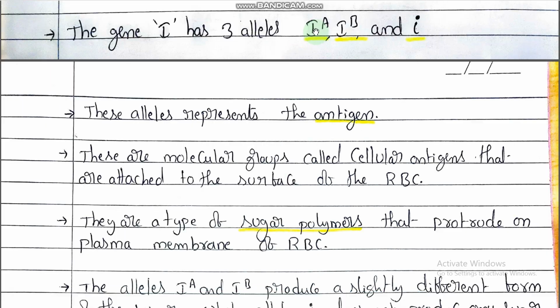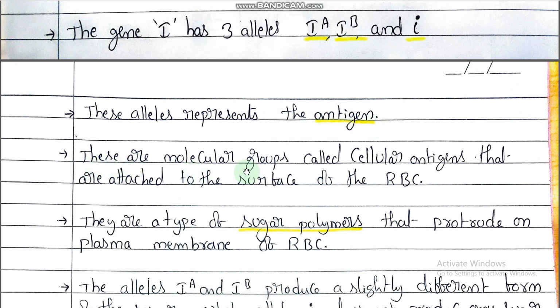Right here, IA represents A antigen, IB represents B antigen, both together represent AB antigen, and only small i means without antigen. Without antigen means which group? O group, right. These alleles represent the antigen.